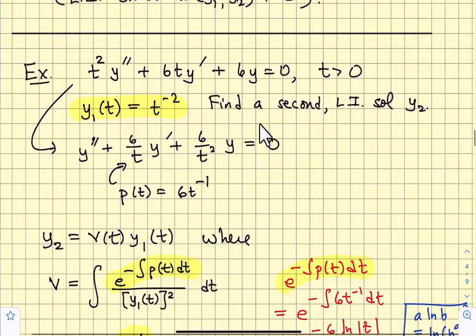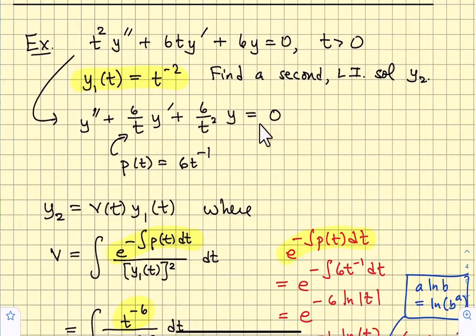Let's take a look at an example that's a little bit different than our constant coefficient equation. We want to show you that the method of reduction of order is more broad than that. So suppose you have the equation t squared y double prime plus 6t y prime plus 6y equals 0 for t that's positive. Let's suppose that we were told that one solution to this equation is t to the minus 2. Now, you would have to be given that. So let's suppose that you've been given one solution. And the question is, can we find a second linearly independent solution, y2?